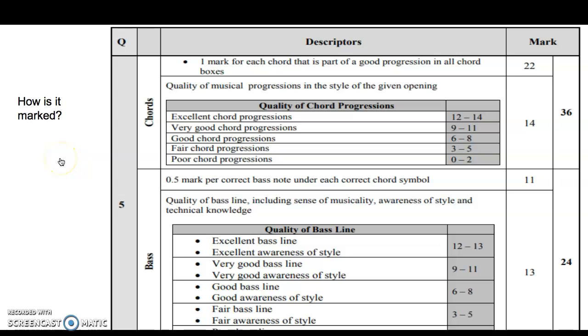And again, the advantage of the marking here over your melody writing, if you look at it, is half a mark per correct bass note under each correct chord symbol. And again, that's black and white. That's either right or wrong. It's not the examiner's opinion here. So once you've picked a correct chord symbol, that is important, the bass line underneath that has to match that. So for example, let's say you've got the chord of C, the bass note has to be C. Anything else, and it's wrong. Simple as that. For the quality of bass line, you have different bands available here, similar to the chord progression.